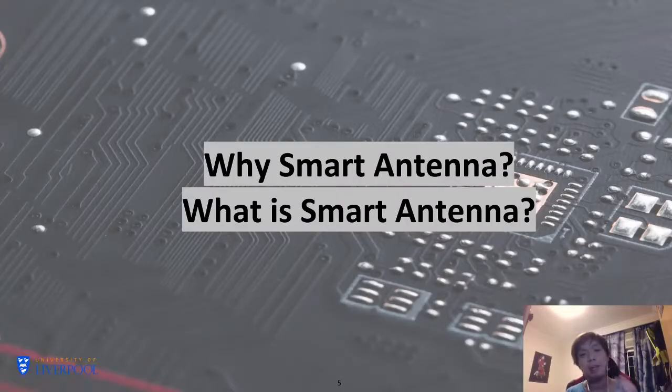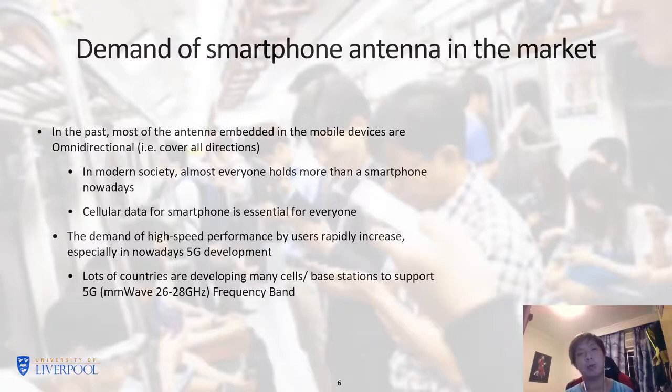So why is a smart antenna important, and why do we need it? In the past, most antennas of mobile devices were omnidirectional antennas, and in modern society you can see almost everyone holds more than one smartphone nowadays. The cellular nature of the smartphone is essential for everyone, and the demand for 5G development has rapidly increased since high speed performance is required by society.